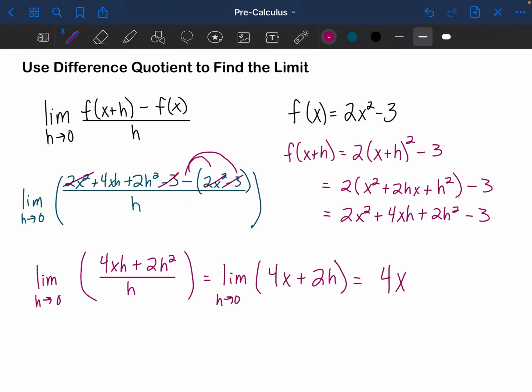What we just found was the derivative. That's super cool.